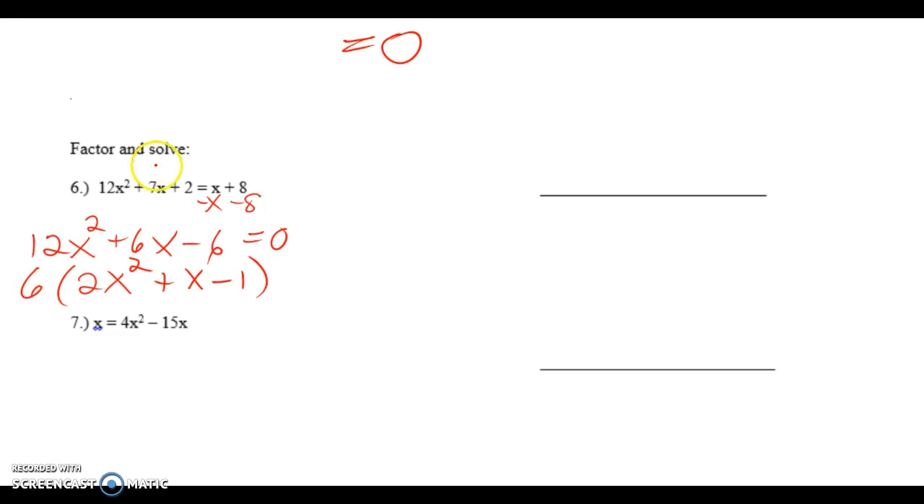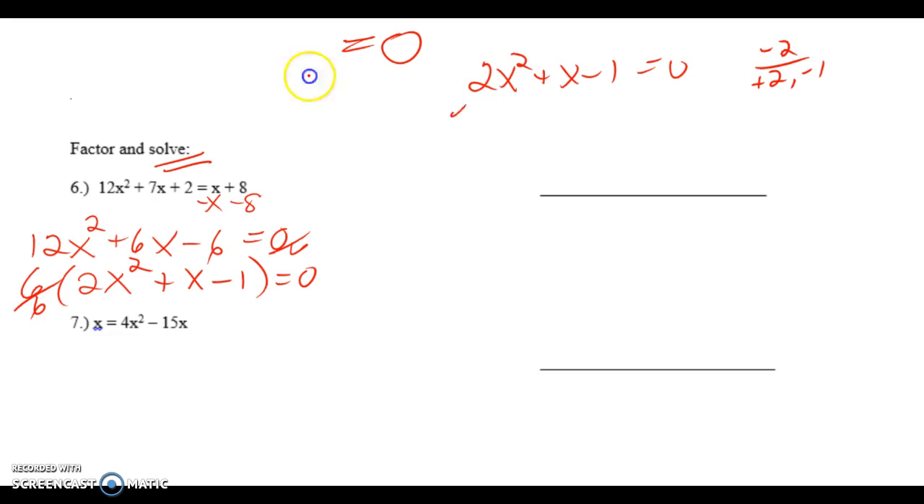All right, because I'm solving and not factoring, just leaving factors, I can divide both sides by 6. And now I have 2x squared plus x minus 1 equals 0. Well, a times c is negative 2. What factors of negative 2 add up to a positive 1? A positive 2, negative 1. Let's expand our middle term. Plus 2x minus 1x minus 1.